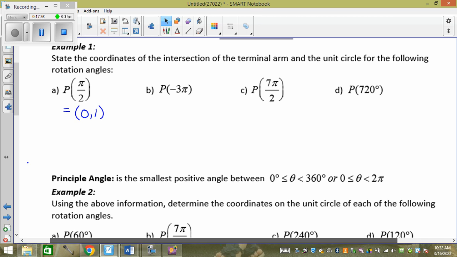What other angle has that coordinate? 90 degrees. So 90 degrees also has it. Or we could do coterminals of it, right? We could do negative 270.